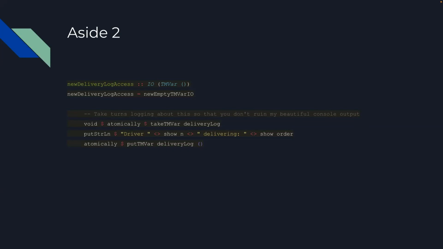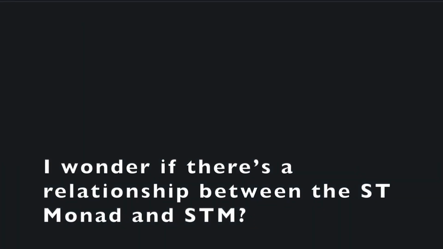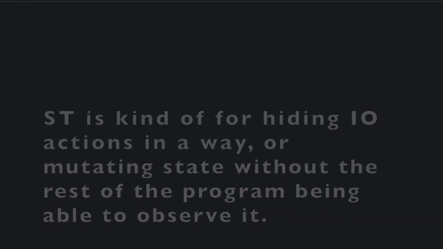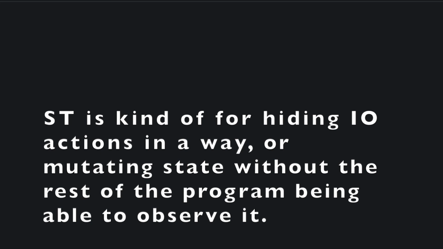Do you have a question? I just wonder if there's a relationship between the ST monad and STM. ST is kind of for hiding IO actions in a way, or mutating state without the rest of the program being able to observe it. It seems like STM could either replace that or subsume it.